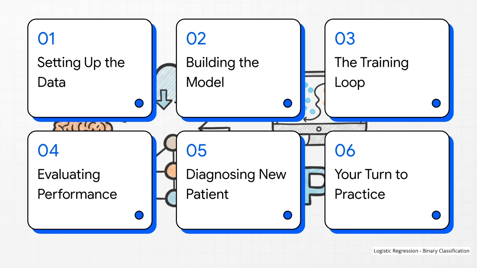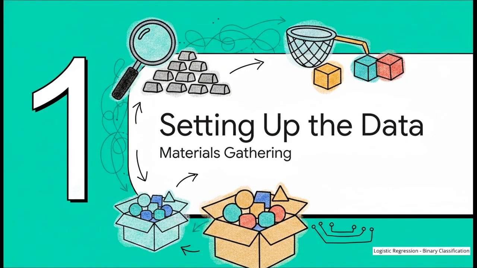First, we'll set up our data, then build the actual PyTorch model and power through a 10,000 epoch training loop. After that, we'll evaluate the performance, diagnose a brand new patient, and finally, it'll be your turn to practice. This should give you a really solid mental blueprint of how we go from raw data to a fully trained tool. All right, let's kick things off with Section 1, setting up the data, also known as our materials gathering phase.